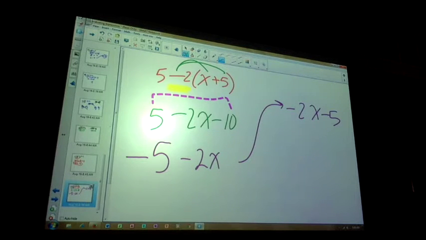I wish I was a better teacher to know what exact phrase I could say that would never make you forget this. But I will tell you, this is an error that takes place very often.